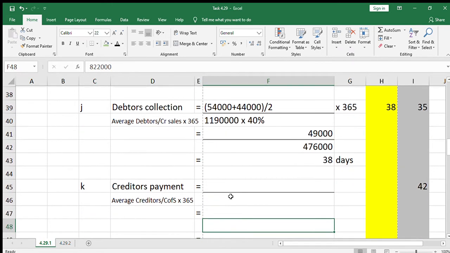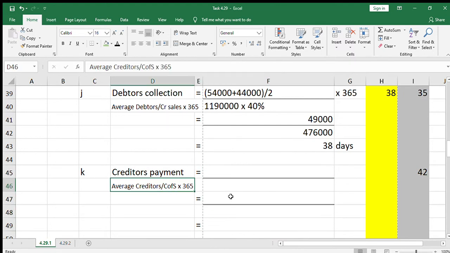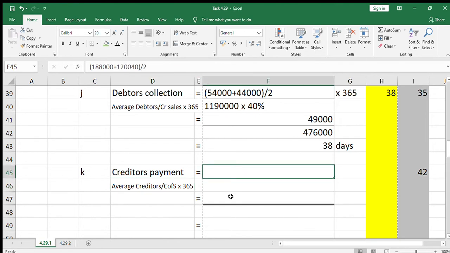Okay, the next one we're going to calculate is the creditors payment period. The formula is average creditors divided by cost of sales multiplied by 365. Average creditors, we can again get the trade creditors figures from note 5, so 134,000 plus 134,000 trade creditors.